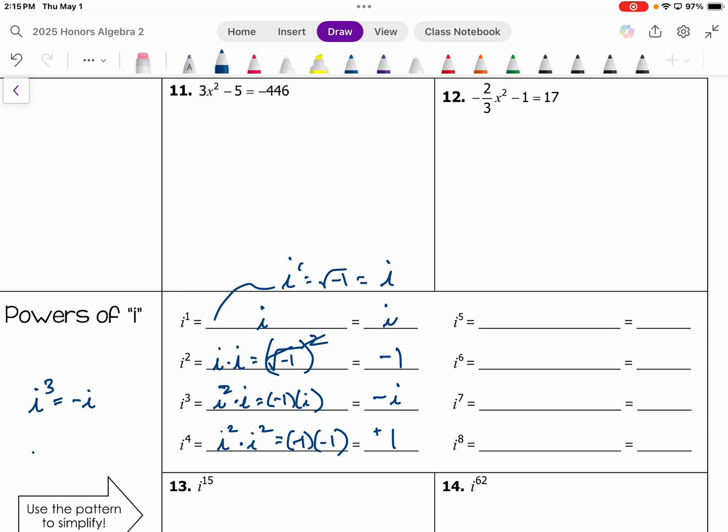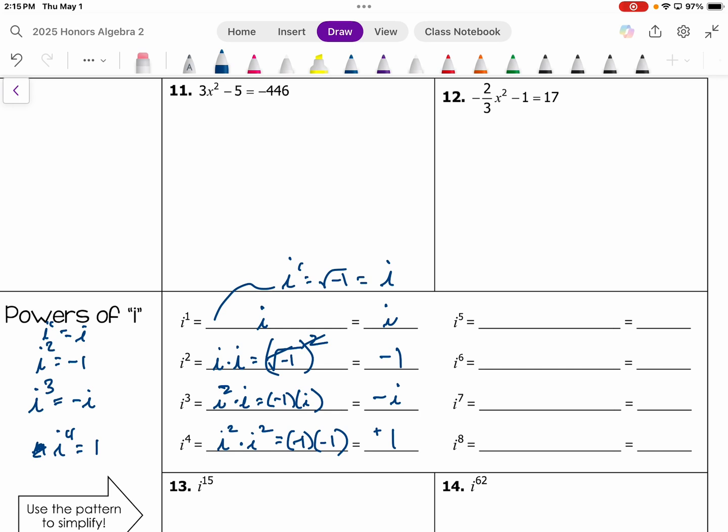So I know i to the fourth is equal to positive 1. I squared is equal to negative 1. And just i to the first is just i. It's just the basics. So now we look over on the other guys. They said, okay, now let's get fancier.